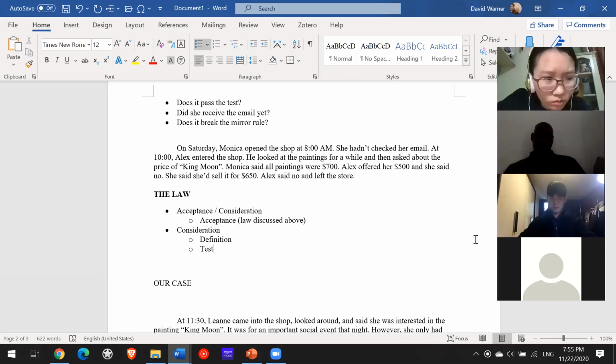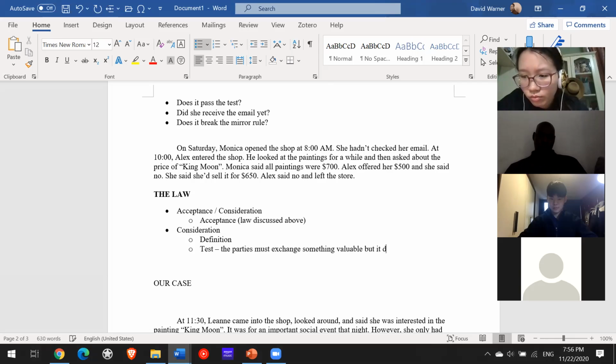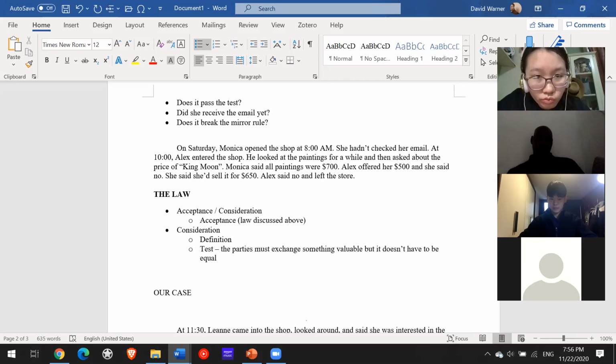Something related to valuable and adequate. What did the parties give to each other? The parties must exchange something valuable, but it doesn't have to be equal. But there is no name for this test. What else do we know about consideration?